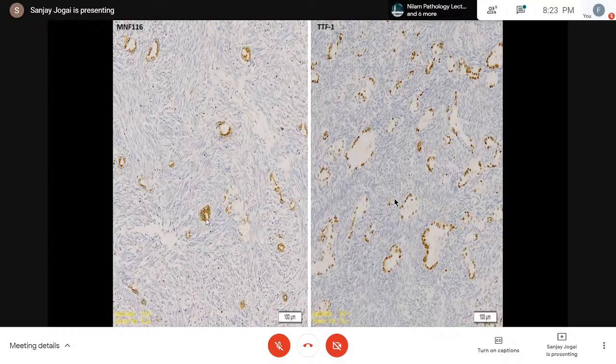So when you see entrapped pneumocytes, it's important we are not calling this a biphasic tumor because of that, because if you do a TTF1, all that highlights. So this is clearly a non-tumorous component. These are not tumor cells. So these are entrapped pneumocytes which are showing positivity.